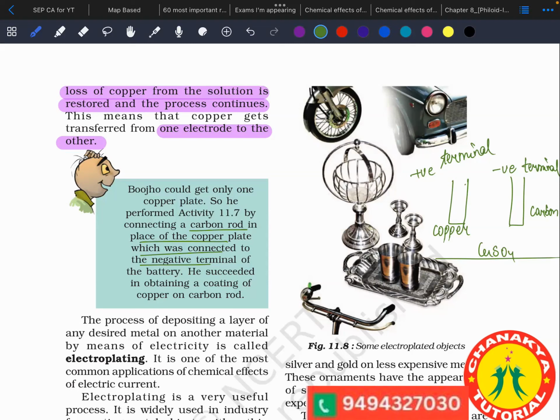Okay, so this is what I have explained earlier also. If you want a particular kind of material on which you want coating, like you want copper coating on carbon, so we will attach the carbon rod on the negative terminal and the copper coating on the positive terminal. So all of this copper will be deposited on the carbon, and we will get a copper coating on the carbon.